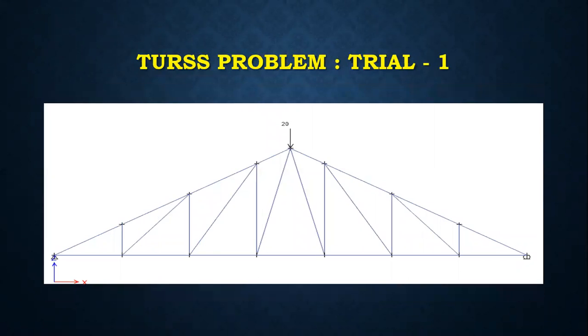Before we find the solution for this problem, let us do some trials. The first trial is you consider the same truss and you apply the 20 kilonewton exactly at the ridge point. This is the ridge of the truss. You apply 20 kilonewton only at this point. So let us see what will happen.